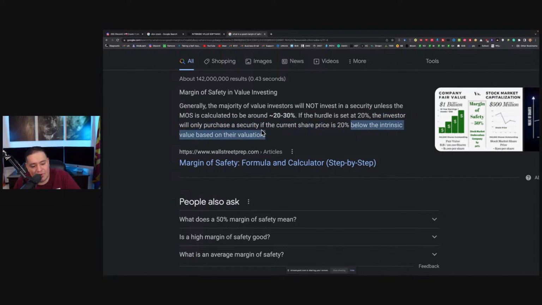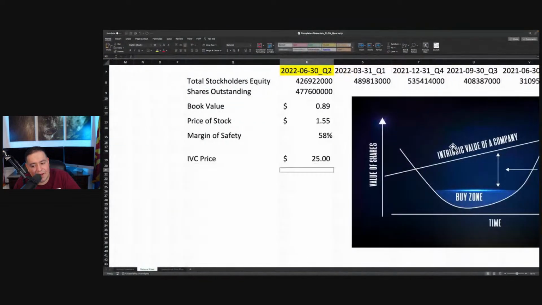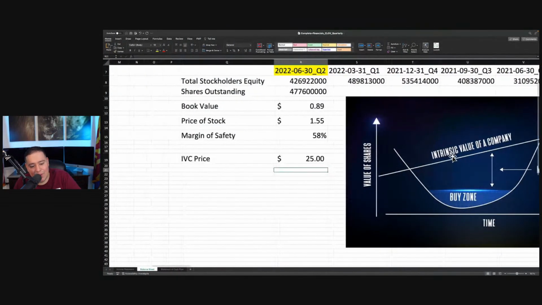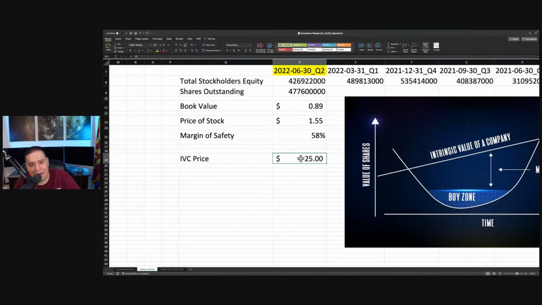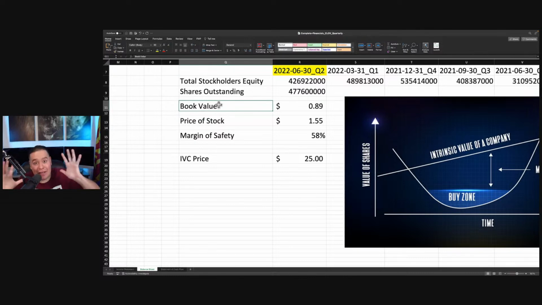They said below intrinsic value. What is the intrinsic value here? $25. Guys, we're doing a margin of safety from the book value. You know how trash that book value is? It's low. And we are still at such a low price on the stock that it's 58%.